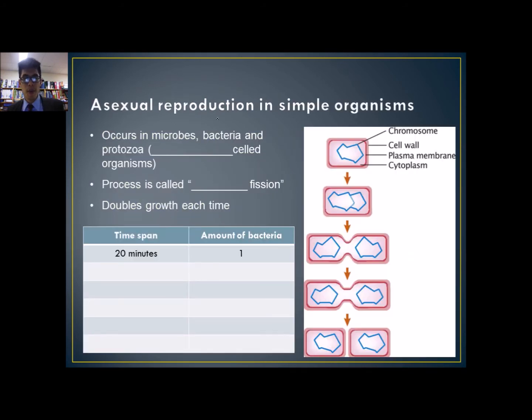Now, asexual reproduction in simple organisms. It occurs in microbes and bacteria and protozoa. These are tiny, simple organisms, and they are single-celled. And the process by which they divide is called binary fission. And they would double in growth each time. So if you have a look here, this is one bacteria, and it splits just like this, and it makes two. So in really simple organisms.